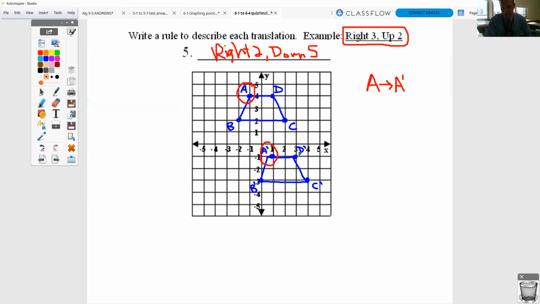And you could have chosen D to D prime. 1, 2 places to the right, 1, 2, 3, 4, 5 down. You could have chosen C to C prime. You could have done B to B prime. They'll all be the same.